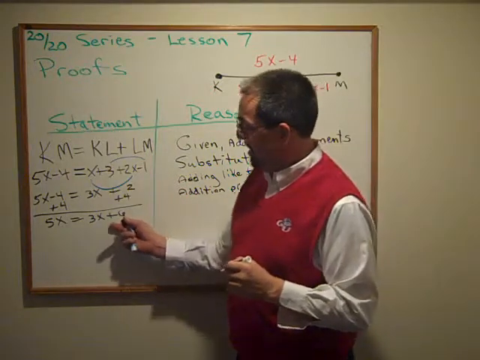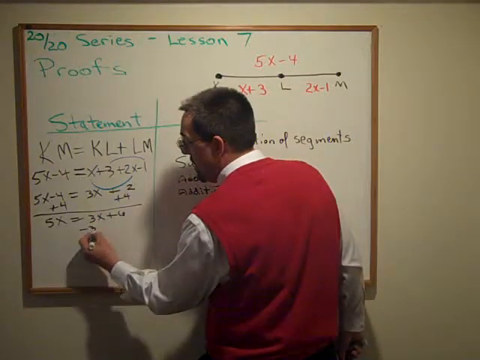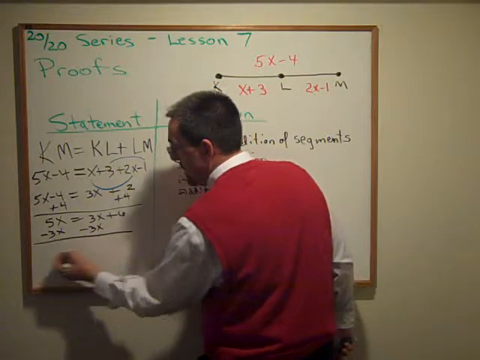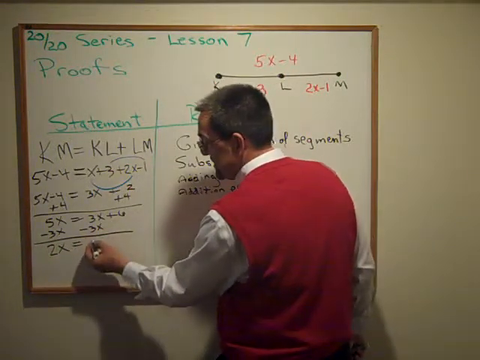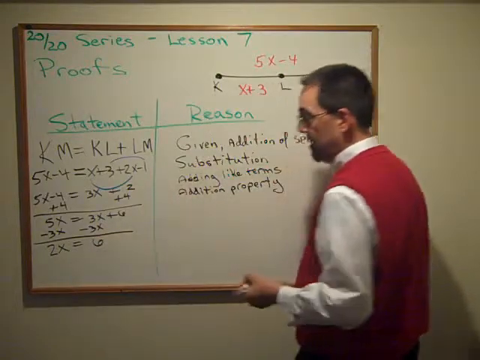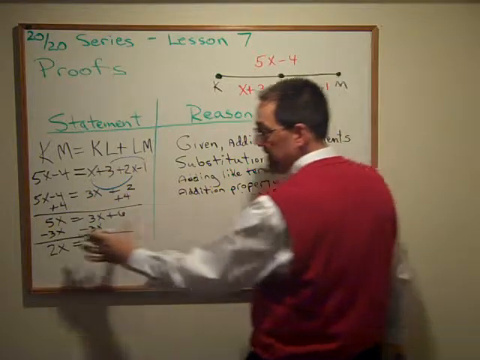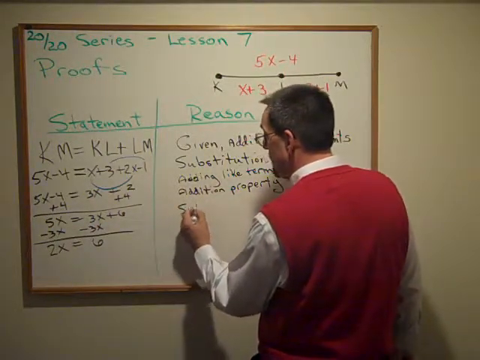Now, gotta get the variables to the other side. Good. So we'll subtract 3x from both sides, giving us 2x equals 6. Now, we needed a reason, justification. We subtracted from both sides. So the subtraction property.